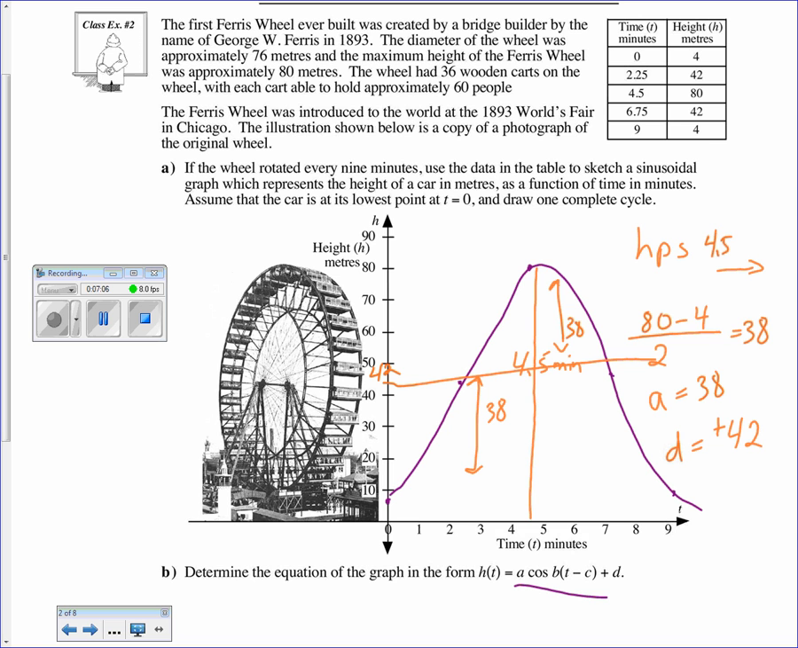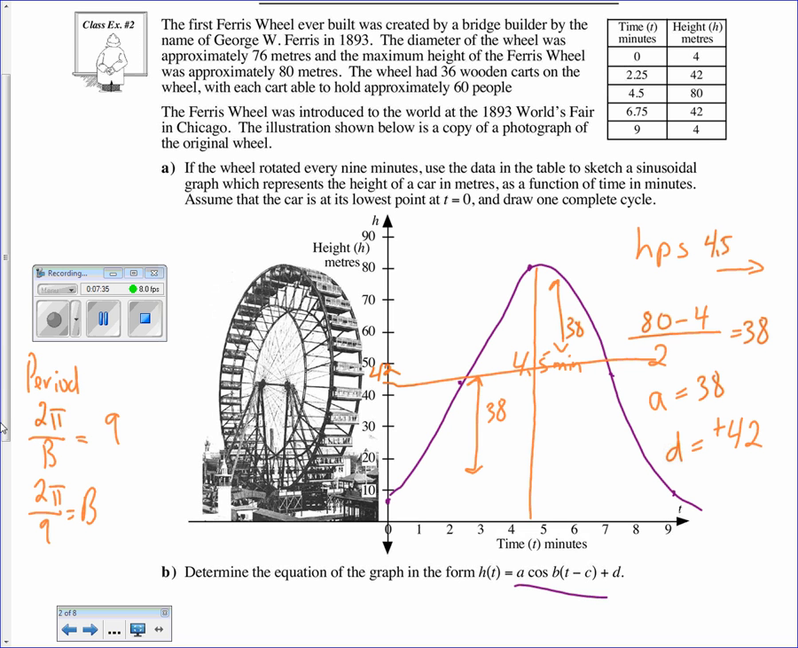I need my period. How long does it take to do one cycle? That's the definition of period. So period, you can see by the data that it took a total of 9 minutes to complete a rotation to come back to ground level. So 2 pi divided by b is equal to 9. That means that 2 pi over 9 is equal to my b value.